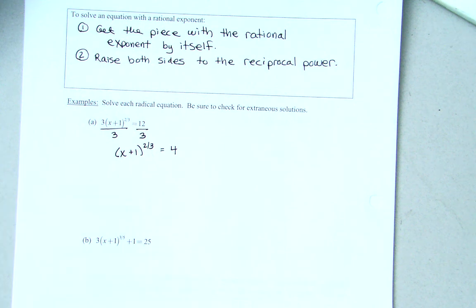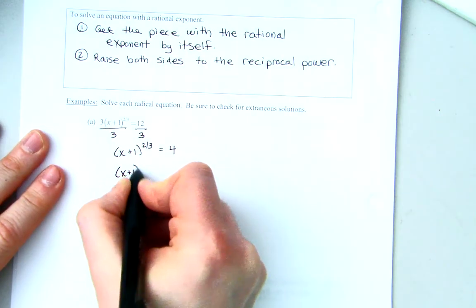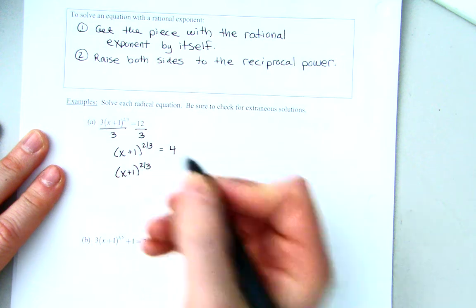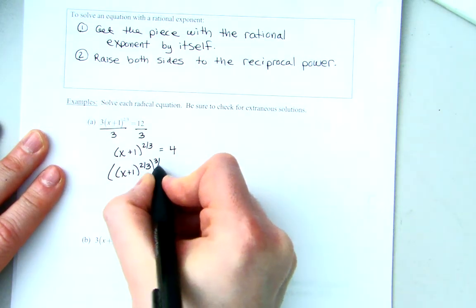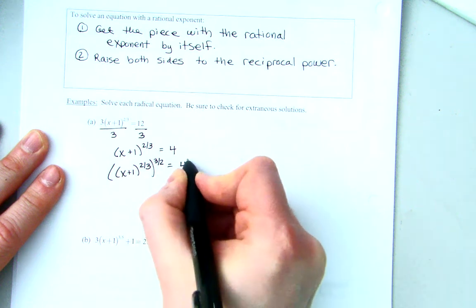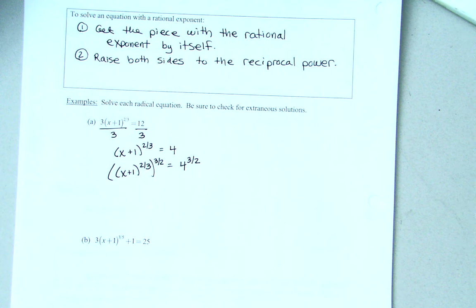If my power is 2/3, what's the reciprocal? 3/2. Not opposite reciprocal, not like perpendicular things, just truly the reciprocal, flip it. So I've got x plus 1 to the 2/3. I'm just going to write it as a separate line so you kind of see the progression in the work. And I'm going to raise that side to the 3/2. And on the other side, if you raise one side to the 3/2, I've got to raise the other side to the 3/2. This would be really good to write down.